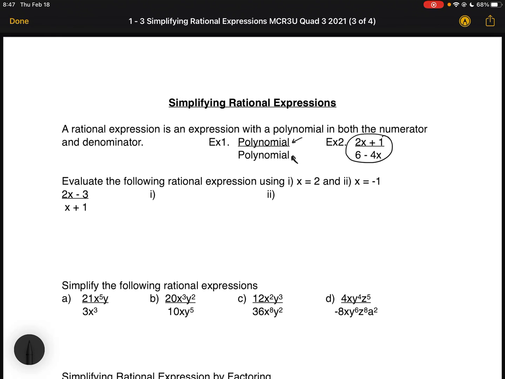Let's try an example here using first x is 2 and second x is equal to -1. So here I'm going to substitute in 2 for x. Then, remembering my rules of BEDMAS, I'm going to evaluate the top and evaluate the bottom. And then I'm going to do the same thing with -1, just for practice. Substituting in -1 for my variable. And then I'm going to evaluate the top, no problem, and the bottom.